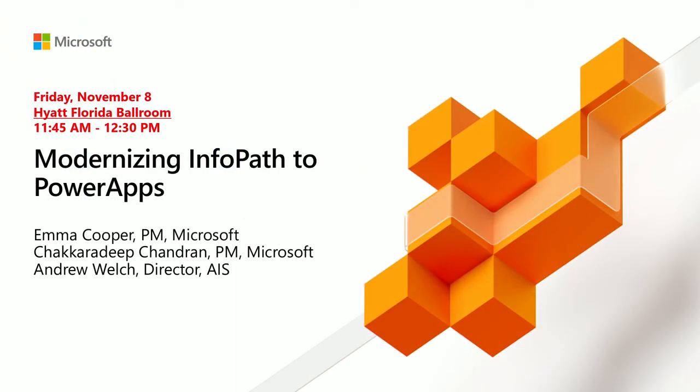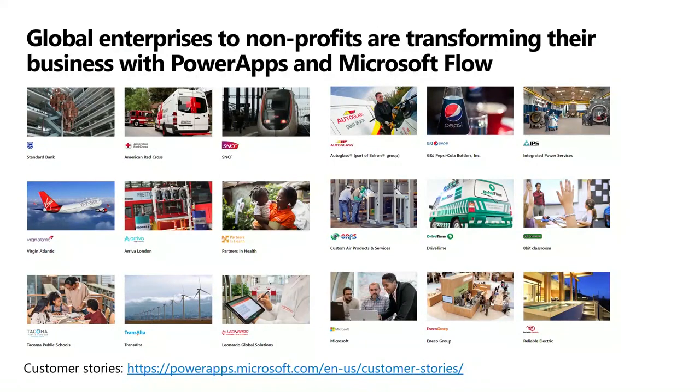So we have a session at Ignite, modernizing InfoPath to Power Apps. I'm going to be co-presenting with Emma Cooper from the Power Apps team. And we also have Andrew Welch, who's going to give you a ton of insights around the challenges you could face moving from InfoPath to Power Apps. That's on Friday, 11:45 a.m. So again, go look at those case studies. They're going to give you a ton of information on how those transitions have happened, not only from workflows and InfoPath, but even standard MS Access and things like that. There are videos and tons of documents and case studies around that.